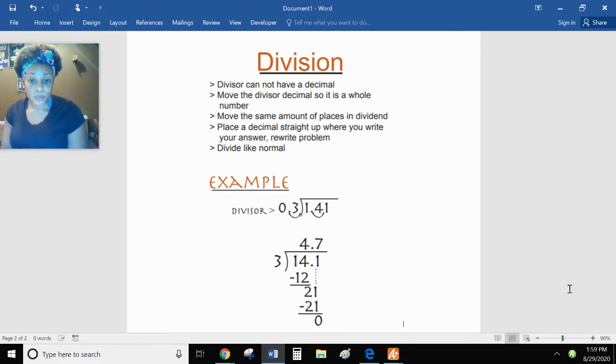So then they rewrote the problem and it became 14 and 1/10 divided by 3. Remember, when we're reading in a division bracket, we read from right to left, from inside of the house to outside. So it became 14 and 1/10 divided by 3. So they divided as normal and got a quotient of 4 and 7/10. So let's jump into some practice problems.